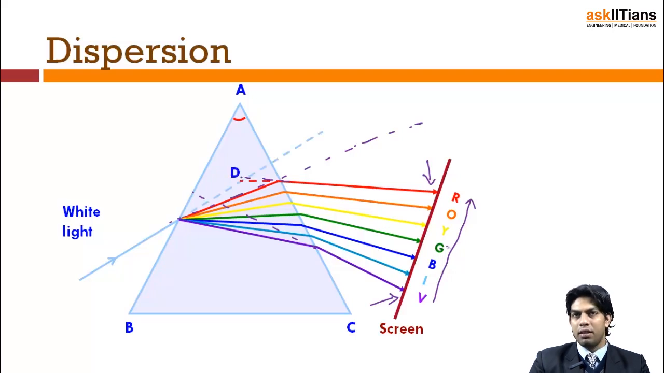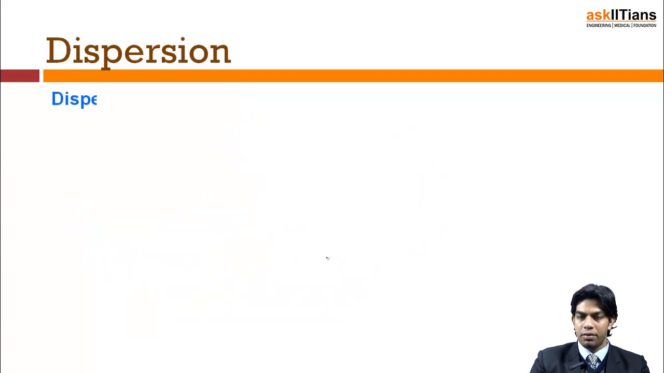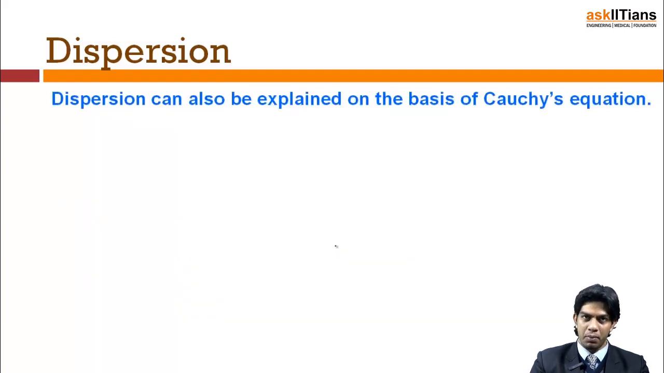Again, that's the same thing, the angle of deviation. It's delta R over here and delta V over here. Dispersion can also be explained based on Cauchy's equation. Cauchy's equation is a very important equation in physics because of one aspect and only one aspect. It relates two of the most important characteristics in ray optics, in wave optics, whatever.